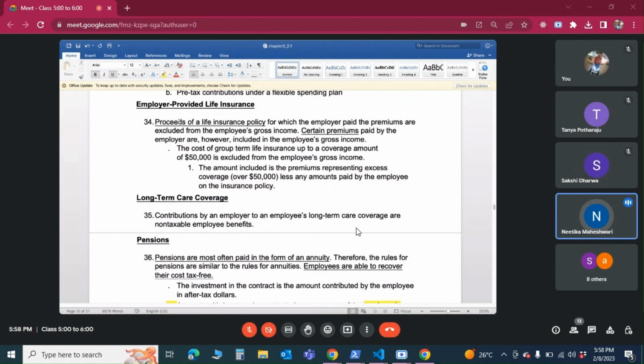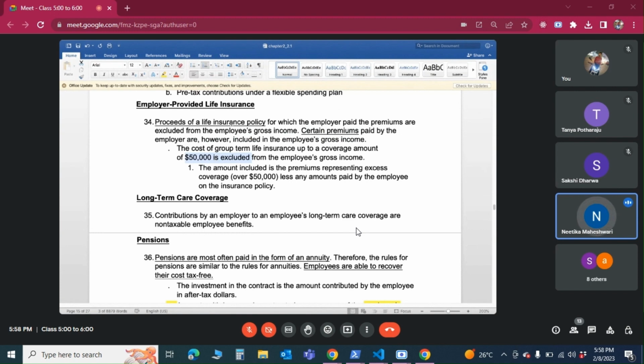So, employer-provided life insurance. Generally, proceeds of a life insurance policy are excluded from the employee's gross income. Certain premiums paid by the employer are, however, included. If something happens, the person dies, they receive the money, that is generally not taxable. But if the employer is paying for life insurance, it's a kind of benefit. So only certain premiums can be taxable for employees. What is the condition? If you're paying for more than $50,000 of coverage, that could come up as a fringe benefit to the employee, and that could be taxable.